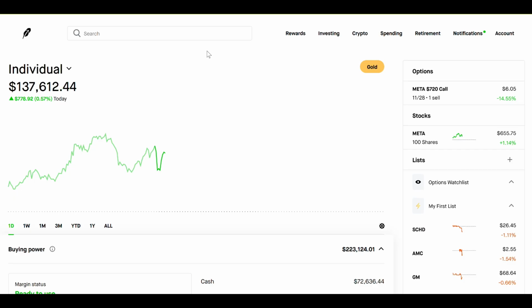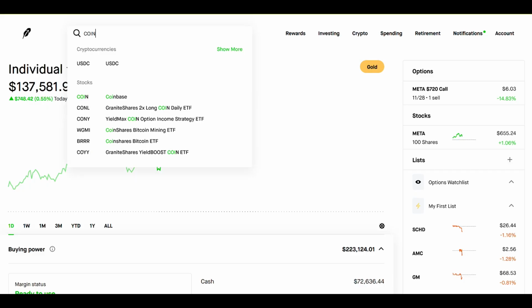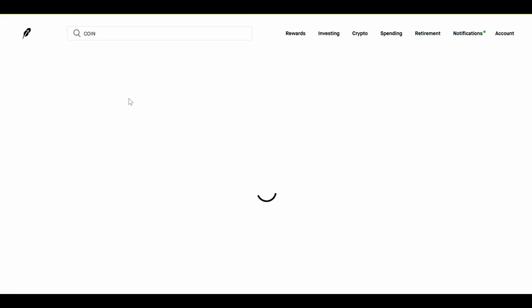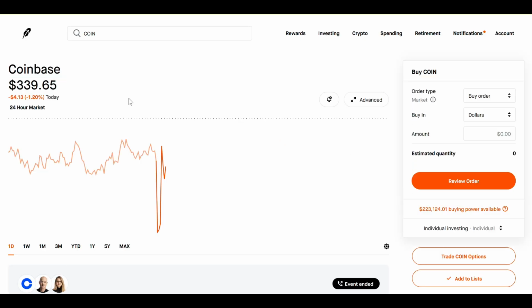What I'm going to do is sell some puts on Coinbase. I really like Coinbase. I think crypto is really up and coming, and I think Bitcoin and Ethereum are going to keep getting more popular. I think Coinbase is a good platform, and the earnings were good last week. So I'm going to do some options on Coinbase here.